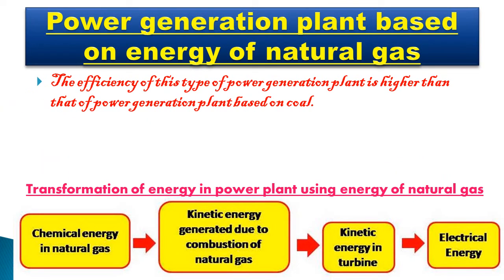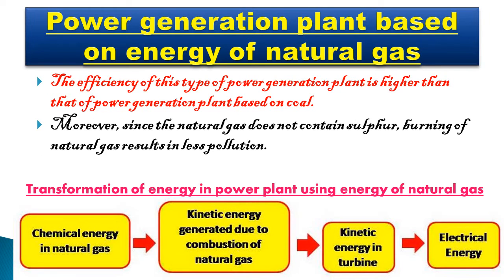So the efficiency of this type of power generation plant is higher than that of a power generation plant based on coal. That is, this is a more efficient method. And moreover, since natural gas does not contain sulfur, burning of natural gas results in less pollution. Okay, so this is a safe method to generate electrical energy. Why? Because this creates less pollution than other types.